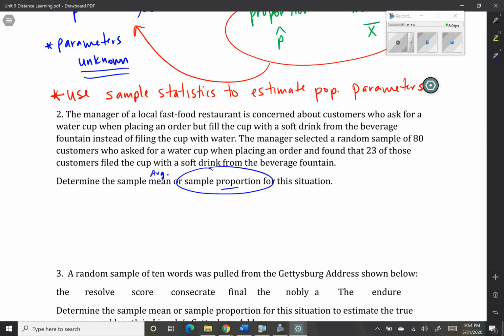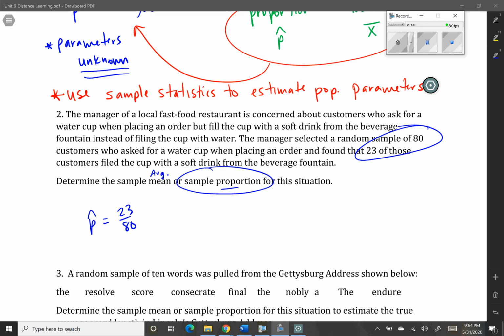It's a sample because it's not every single customer that walked into the door, right? Every single customer that goes into the fast food restaurant, that's talking about a population. That's a parameter. We don't know that. I have no idea how many people fill their water cup with soda from this restaurant. But I do know there's this one sample. And the sample proportion, which we call p hat, is 23 out of 80.